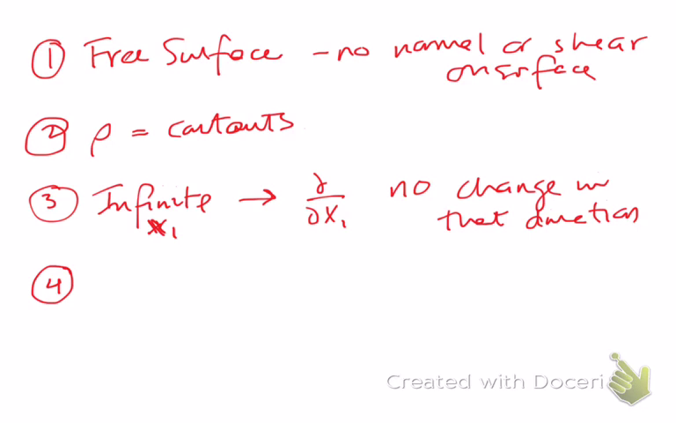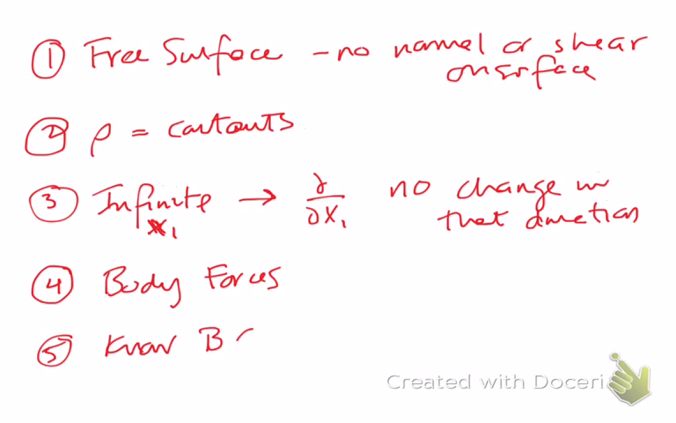Were there any others that we came up with? Body forces. Yeah, we might assume something about the body forces, the direction, the magnitude. And then five, if we have a known stress at the boundary, or known strain or strain rate.